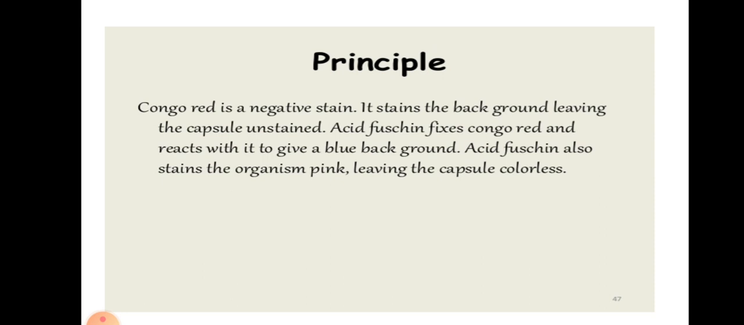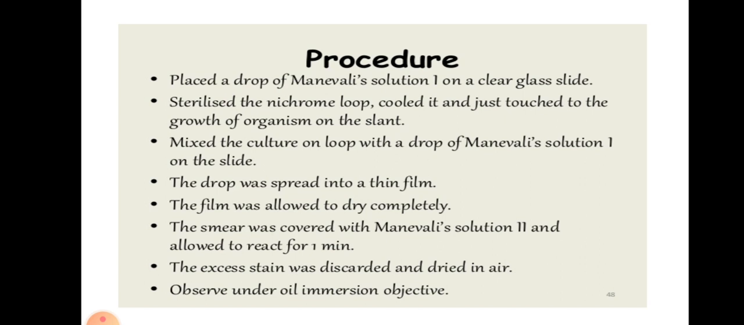Principle for capsule staining. Congo red is a negative stain. It stains the background, leaving the capsule unstained. Acid fuchsin fixes Congo red and reacts with it to give a blue background. Acid fuchsin also stains the organism pink, leaving the capsule colorless.